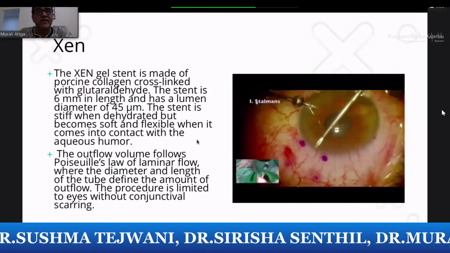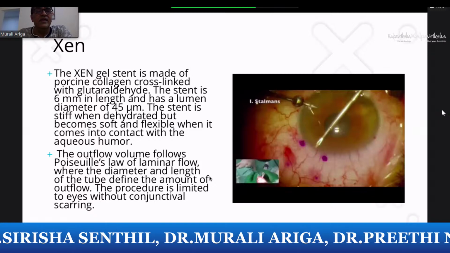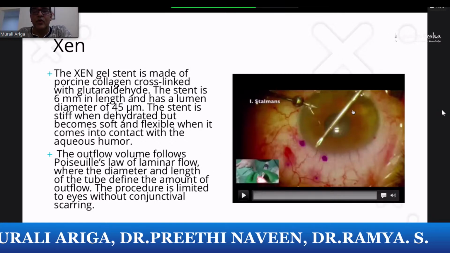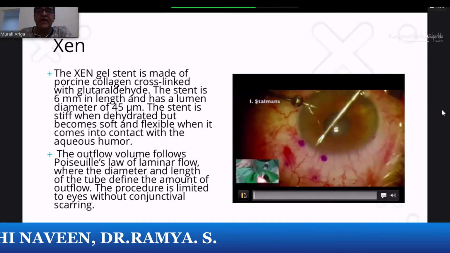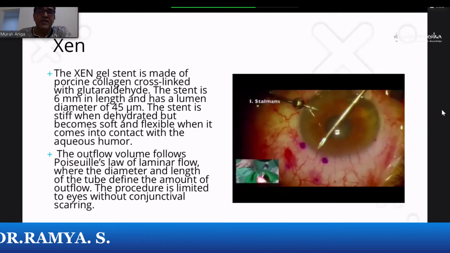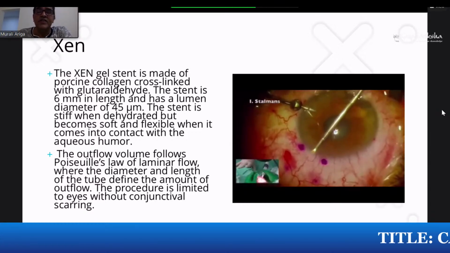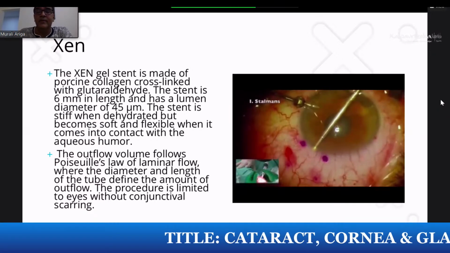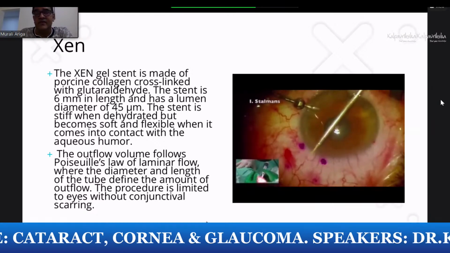The Xen is a gel stent made of porcine collagen, strengthened with glutaraldehyde. The stent is about 6 mm in length, and you go in from inside the eye and inject it subconjunctivally, as you can see. Once it is injected, the gel stents across the internal aspect and comes out subconjunctivally without making any surgical steps involving the conjunctiva. You can see the bleb elevation there. So this is the Xen implant.